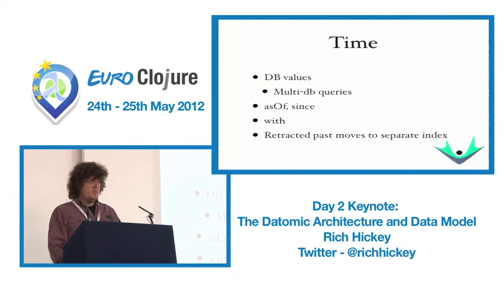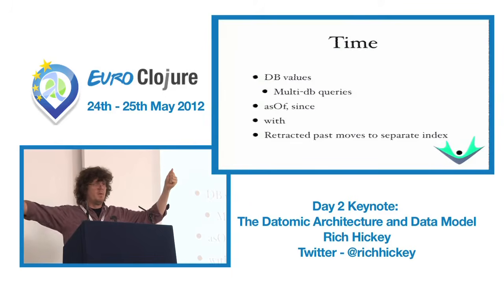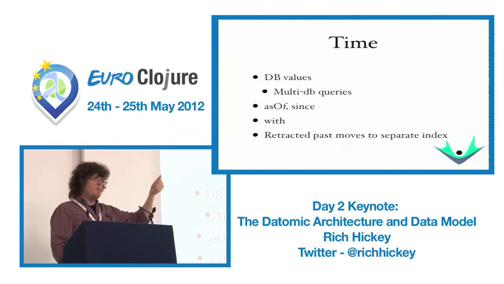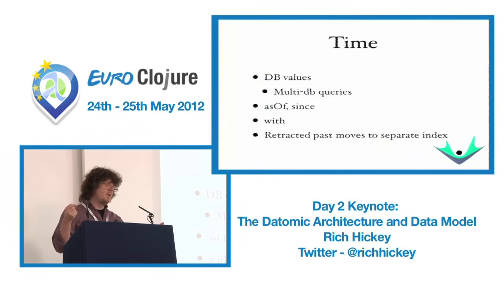So in terms of time, the database is a value, right? When you dereference that atom, you get something that when you interact with it, you will never get a different answer ever. It doesn't matter what's happening as the system's moving forward, right? You dereference the atom, you get a value. It's exactly the Clojure state model, which means it's very easy to do multiple database queries.